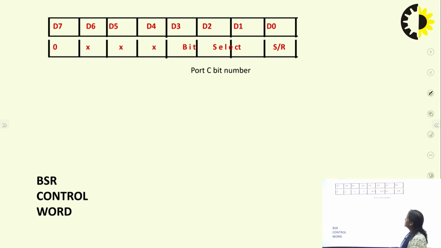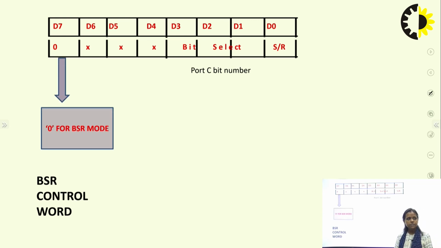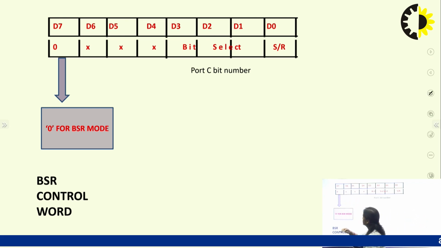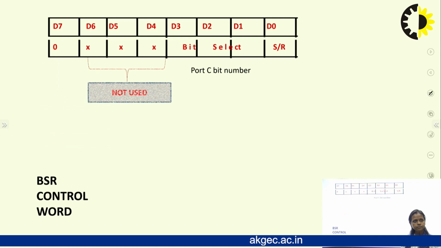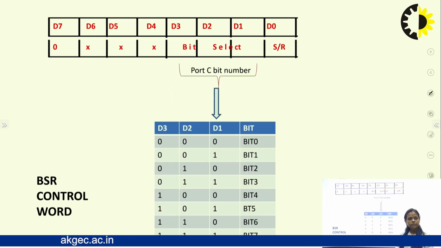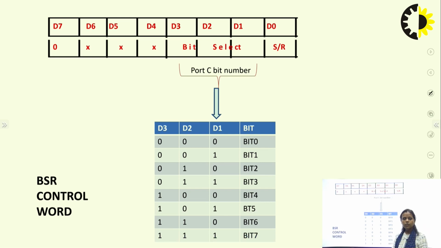Here we'll see what is the function of every bit. The first one, the D7 bit, if 0, selects BSR mode, so 0 should be there for the BSR mode. Then D6, D5 and D4 are not used. Then we have D3, D2, D1. These are basically for the bit select, for which bit we want to set or reset.